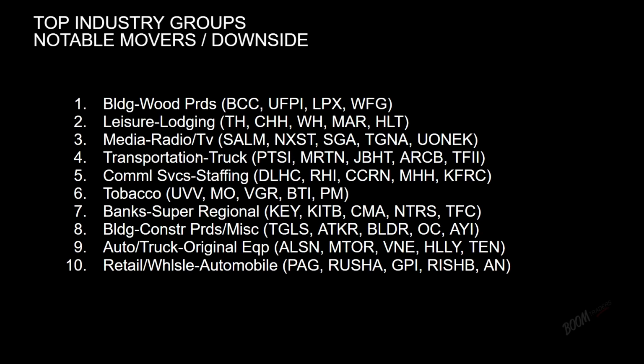The other ones that you can see right here, we have building wood products, leisure and lodging, media, radio, TV, transportation, truck. JB Hunt is a notable company right here, and you remember a couple of weeks, maybe a month ago, we were talking about MAR and HLT, which is Hilton, setting up to the upside. WH, we were actually stopped out of this position, and now they're moving downwards in terms of relative strength. We also have tobacco, MO. I had a personal position in this one. I closed it at profit, but it was moving up and down. PM, Philip Morris, also not a good company to trade right now.